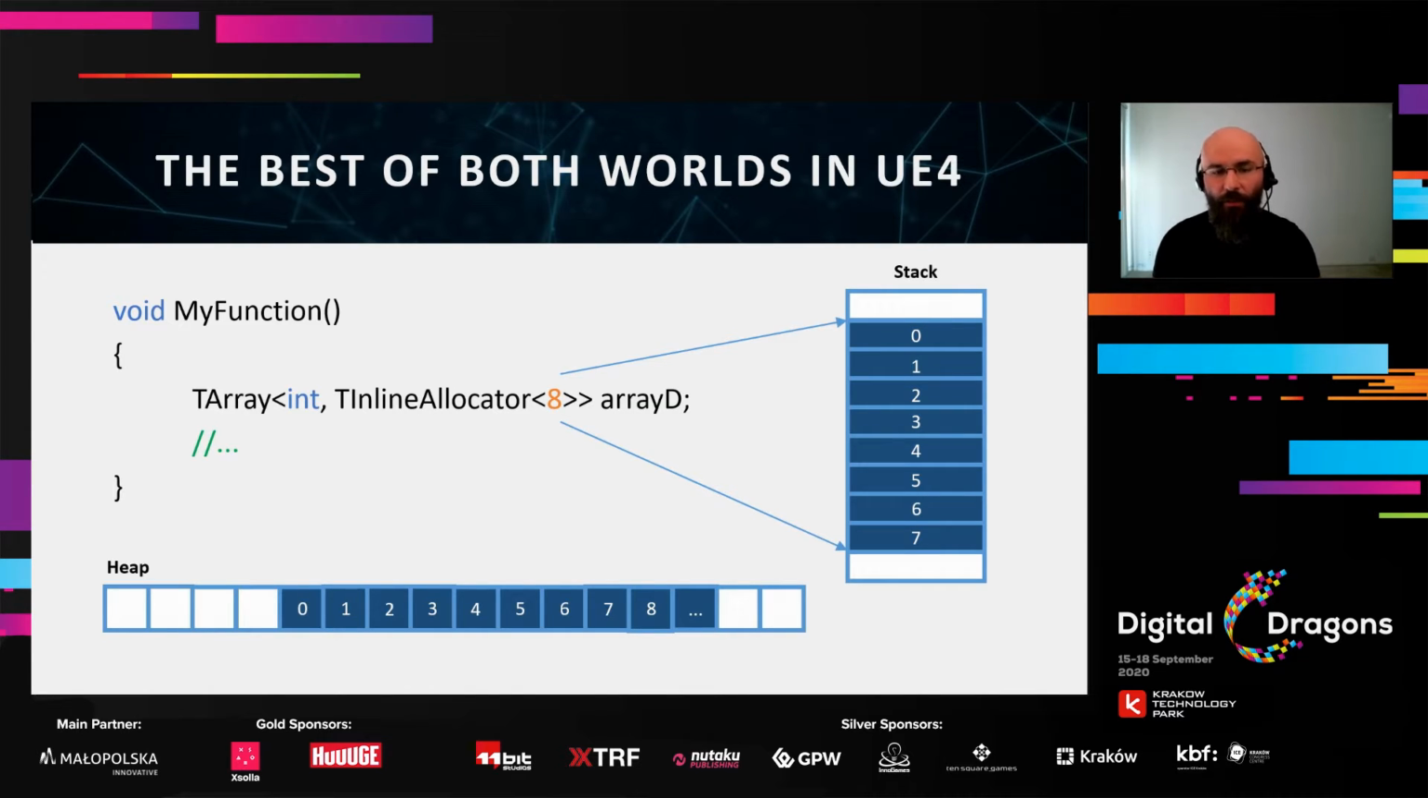But sometimes I need to still support more than 8 elements. In that case, I'm willing to use heap allocation. So this is something that mixes both types of allocation, but still we are using the same interface to access our elements, and all the allocation logic is running under the hood in T-array and in T-inline allocator.